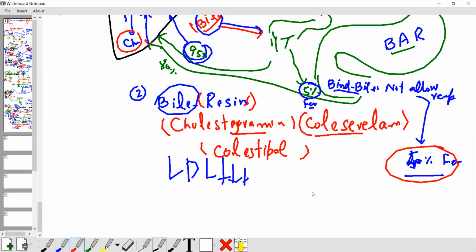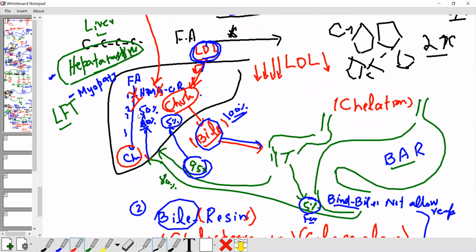But the problem, the problem: diarrhea is the main problem. GIT upset, because it disturbs the bile. If you combine it with a statin, it's very interesting now, you can see. If you block this pathway by using a statin and also take the bile out, oh, it's very effective. A very effective combination.